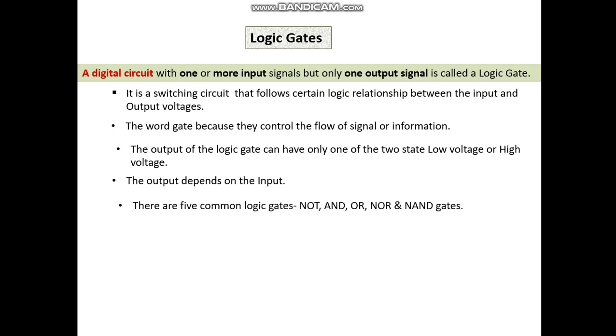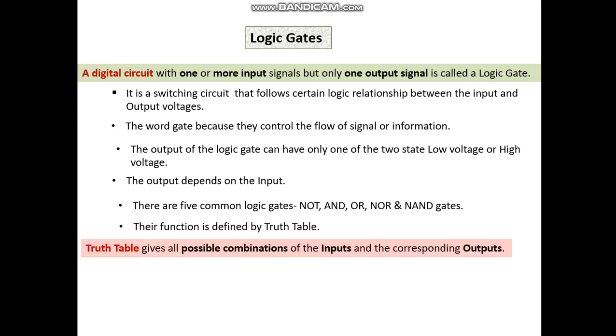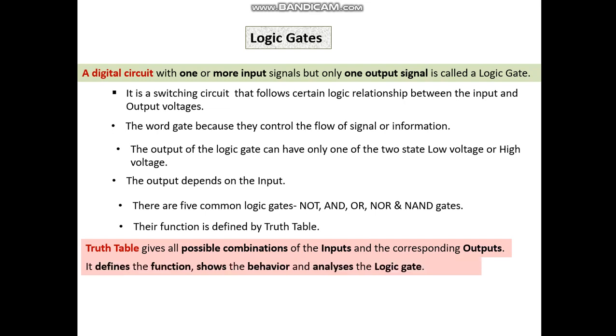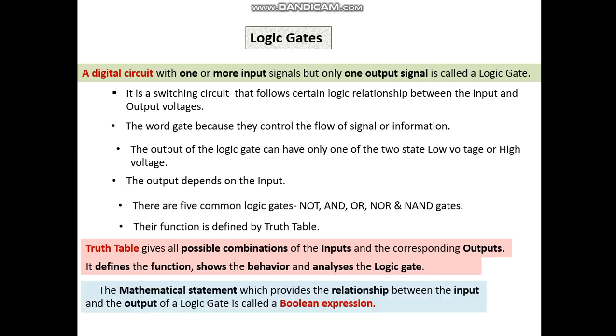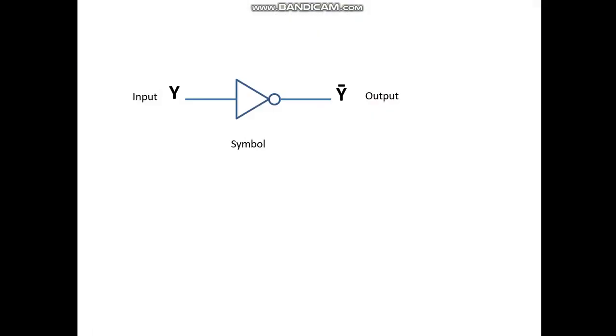There are 5 common logic gates: NOT, OR, AND, NOR, and NAND gates. Their function is defined by a truth table. A truth table gives all possible combinations of the inputs and the corresponding outputs. It defines the function, shows the behavior, and analyzes the logic gate. The mathematical statement which provides the relationship between the input and the output of the logic gate is called a Boolean expression.